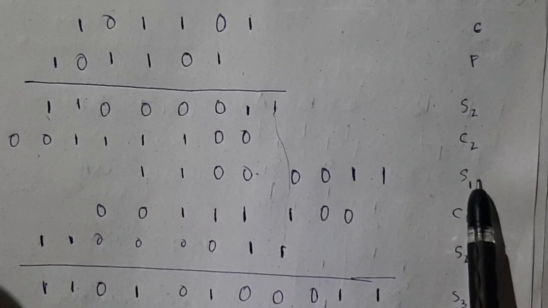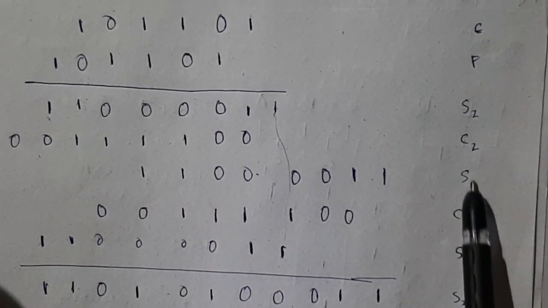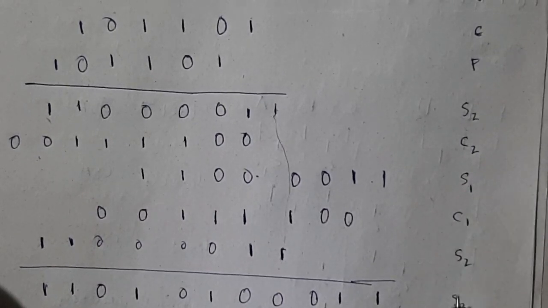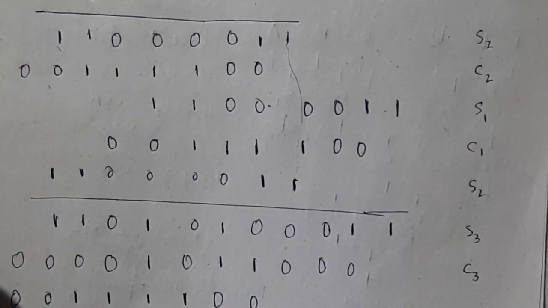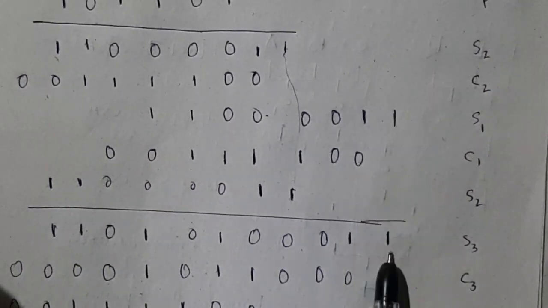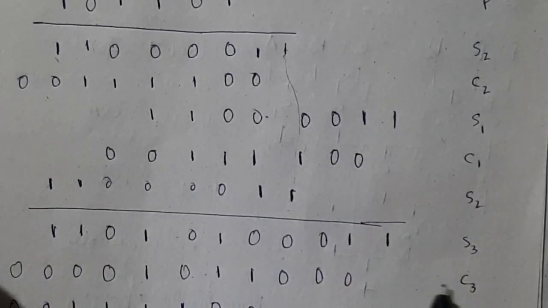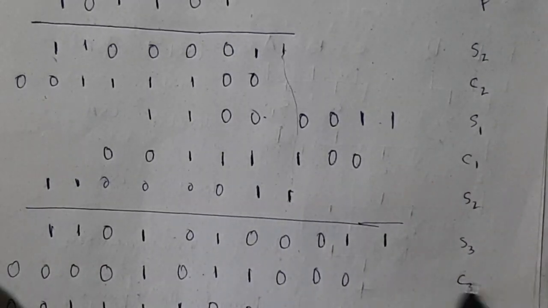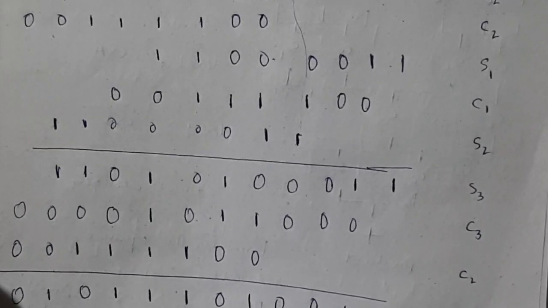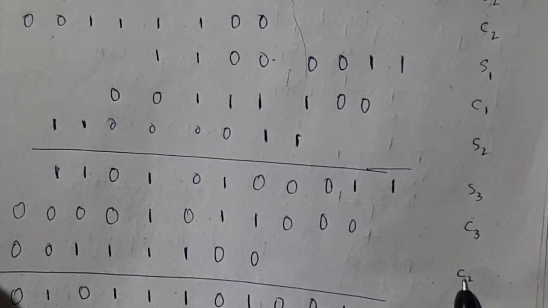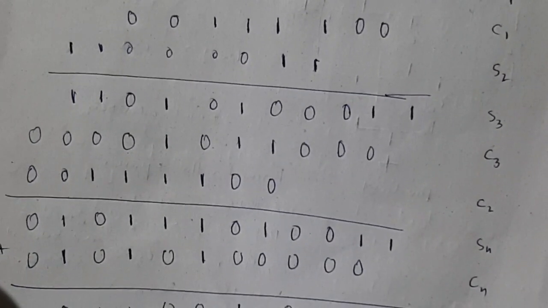You need to take S1, C1 and S2. If you add these three together, you will have S3 and C3 in the same way. 1 plus 0 is 1, carry is 0. In that same way you will get S3 and C3. After getting S3 and C3, you have to add S3, C3 and C2. Then you will get S4 and C4.